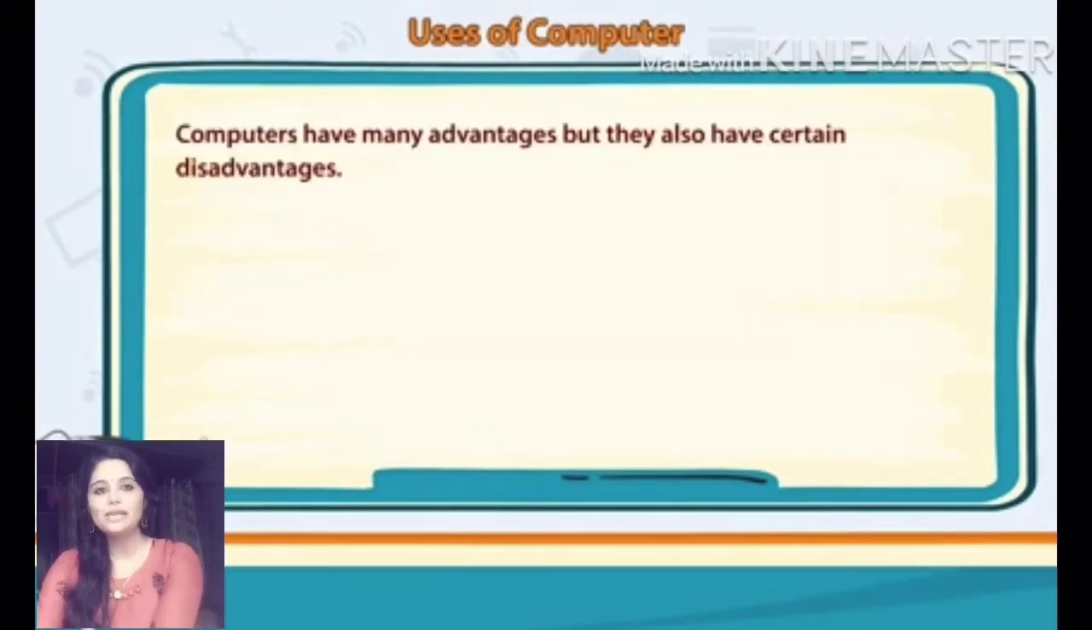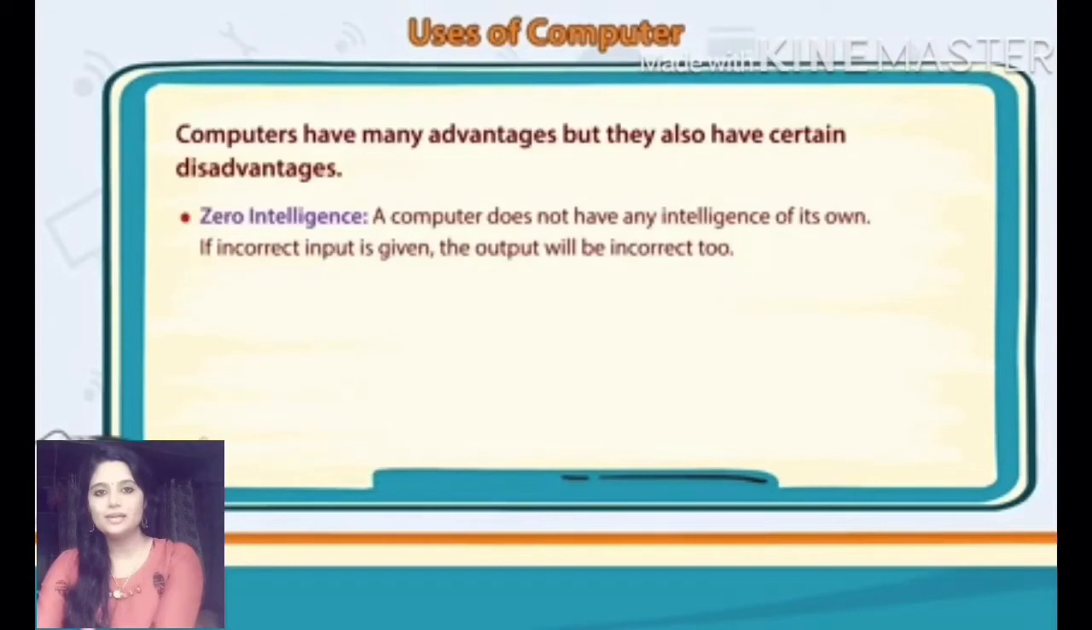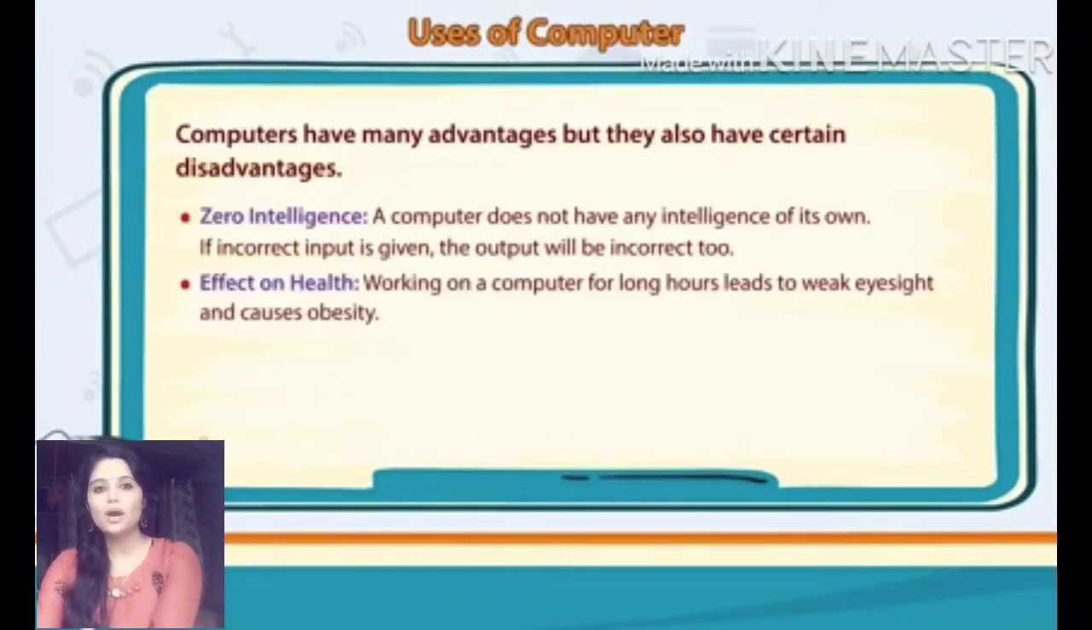Computers have many advantages, but they also have certain disadvantages. Zero intelligence. A computer does not have any intelligence of its own. If incorrect input is given, the output will be incorrect too. Effect on health. Working on a computer for long hours leads to weak eyesight and causes obesity.